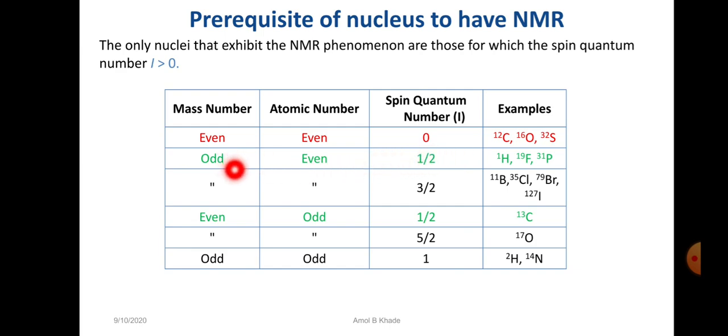When the mass number is odd and the atomic number is even, then the spin quantum number will be a half integer. The best examples of these half integer spin quantum numbers are H1, F19 and phosphorus 31. Then we have other atoms that you can overlook. The most important for us is H1, and I have told you C13 is also widely used. So C13 has an even mass number and odd atomic number, and that also has a half integer spin.